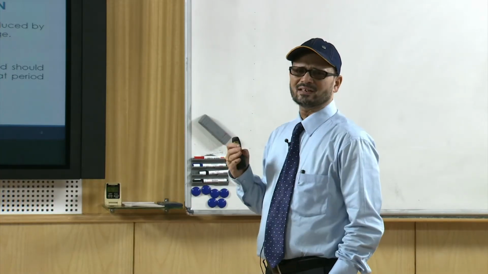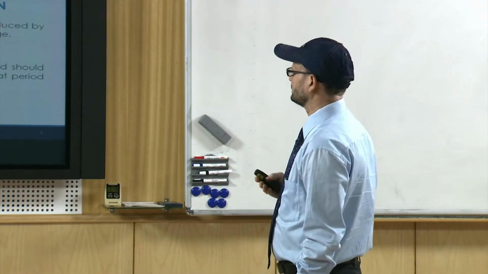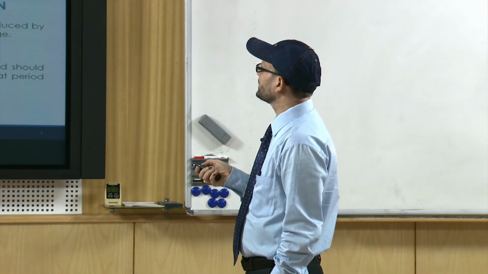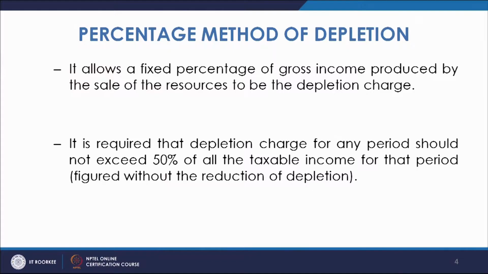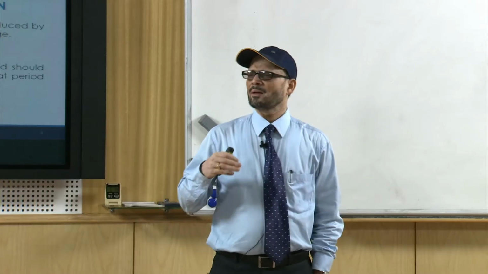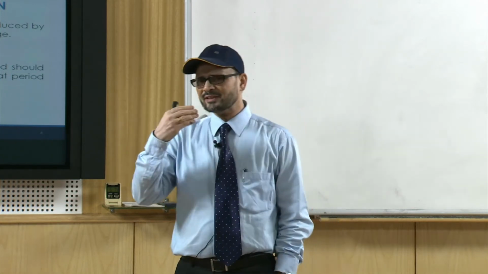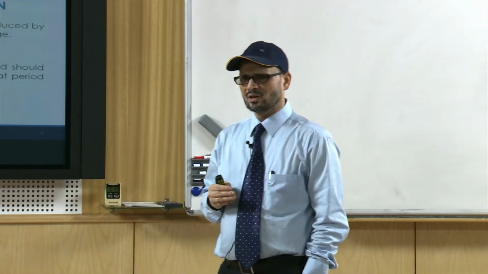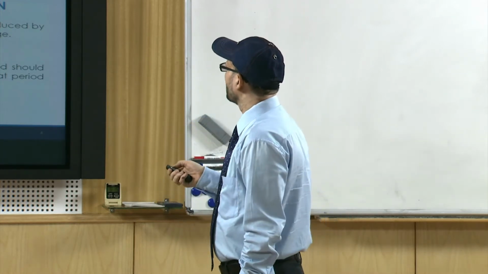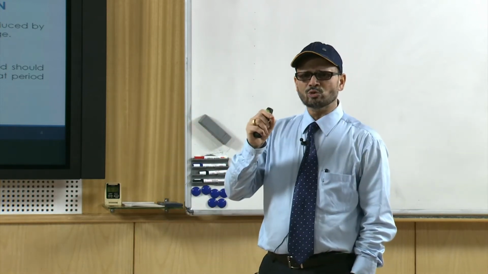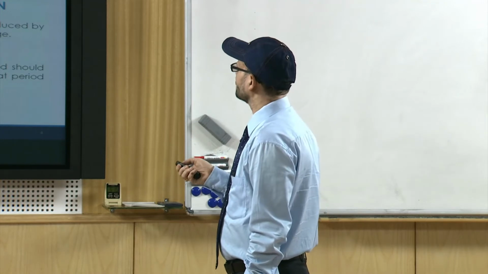Then there is another method that is known as the percentage method. In this case, a fixed percentage of the gross income produced by the sale of resources is known as the depletion charge. Whatever be the gross income, depending upon the type of mineral resource, a percentage is fixed and that is said to be the depletion charge.